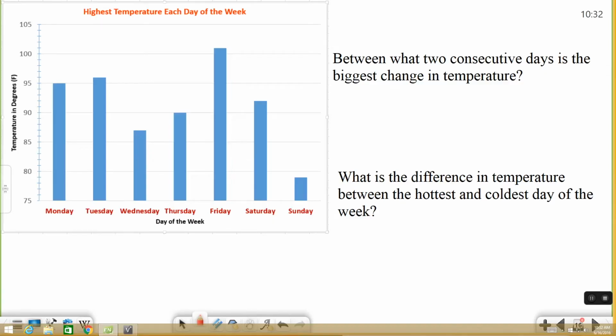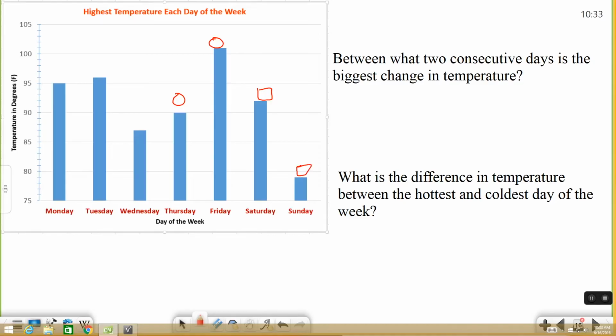I ask you in this, between what two consecutive days is the biggest change in temperature? So this question really asks you to dig in and figure out what are the different values of each bar, and then which one has the biggest change. So what I would first do is look at going from one day to the next, where's the biggest drop off or the biggest increase? And to me, it looks like it's either going to be here to here, or maybe even here to here. So I would focus on those two values right there.